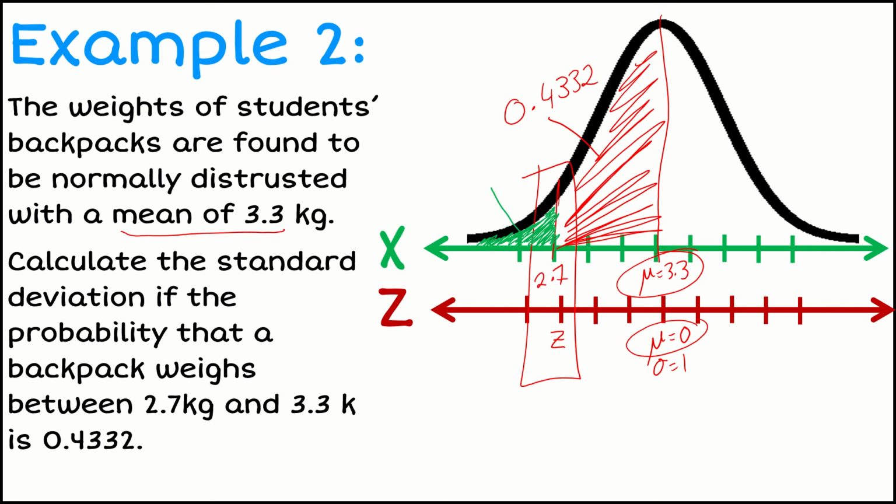So from the mean, half of the data is below the mean. That's the definition of what a mean is. 50% of the data is below. So to find this probability, if I go 0.5, take away 0.4332, that will tell me how big this little piece down the bottom here is. And that works out to be 0.0668. So now that I've got that probability, now I can go to my graphics calculator.